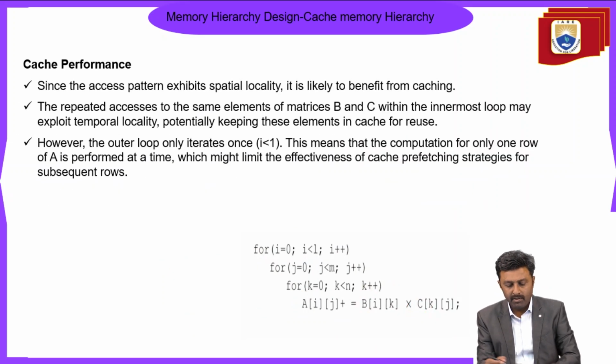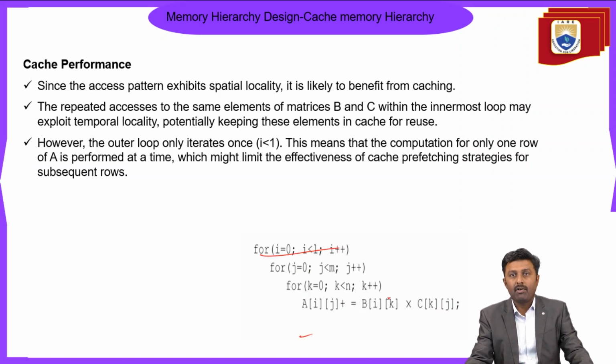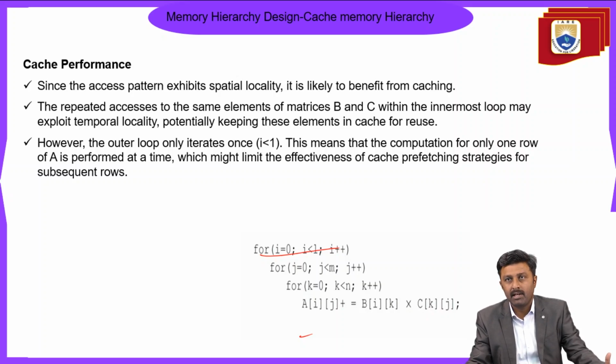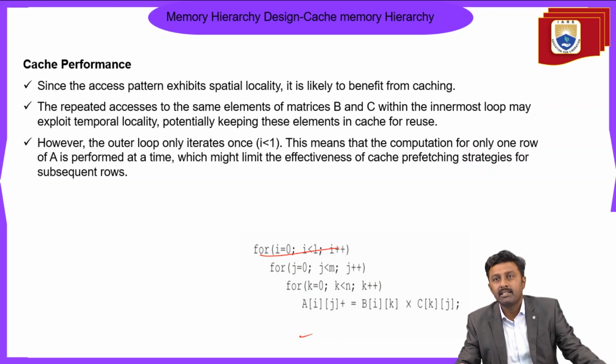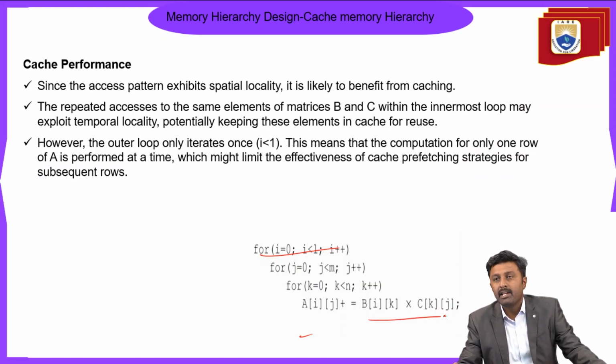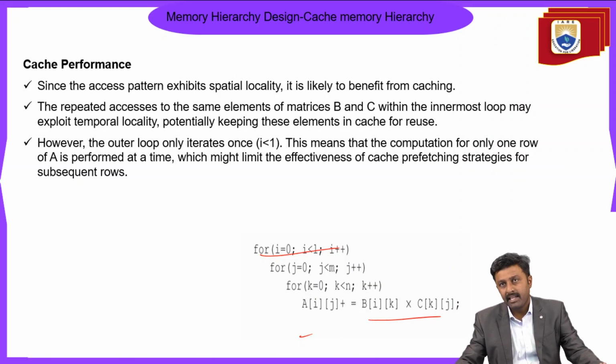And from the same example, we can find out the cache performance. Since the access pattern exhibits spatial locality, it is likely to benefit from caching. The repeat accesses to the same elements of matrices B and C within the innermost loop may exploit temporal locality, potentially keeping these elements in the cache for reuse.